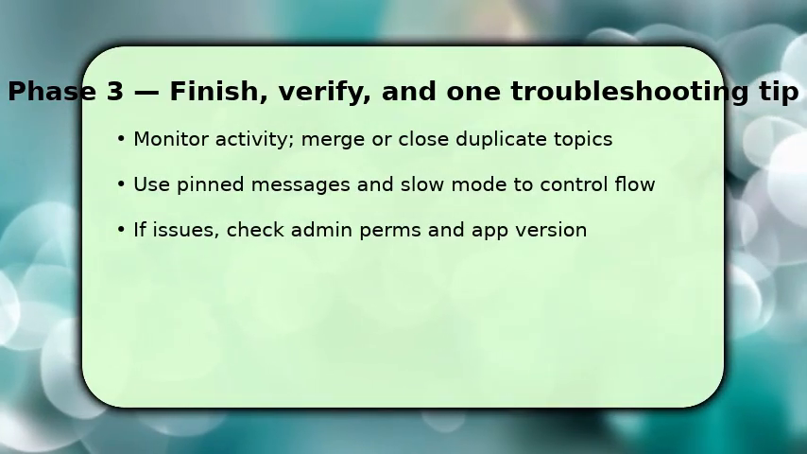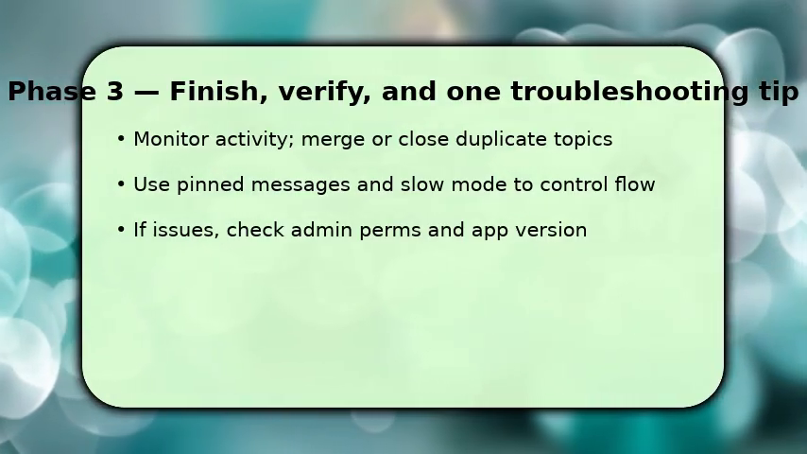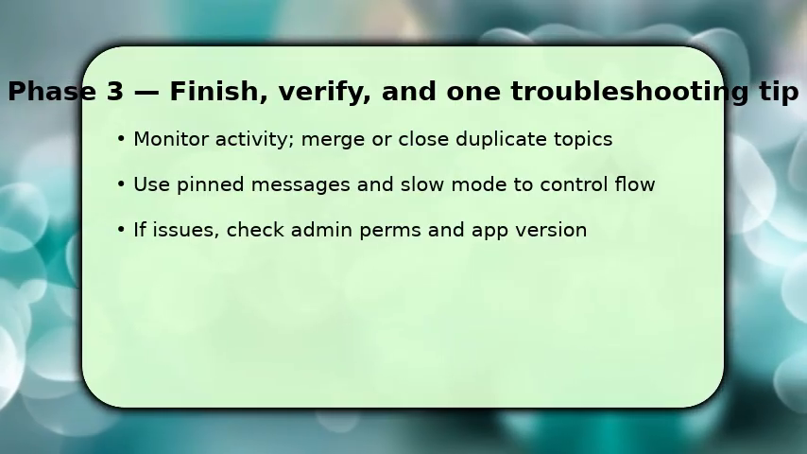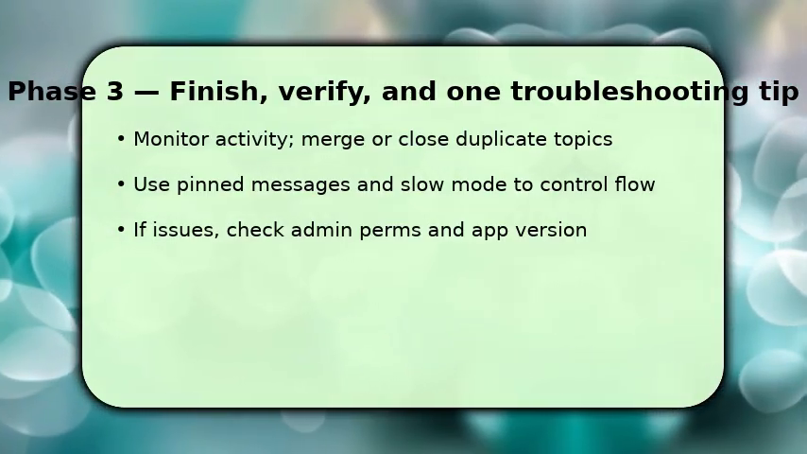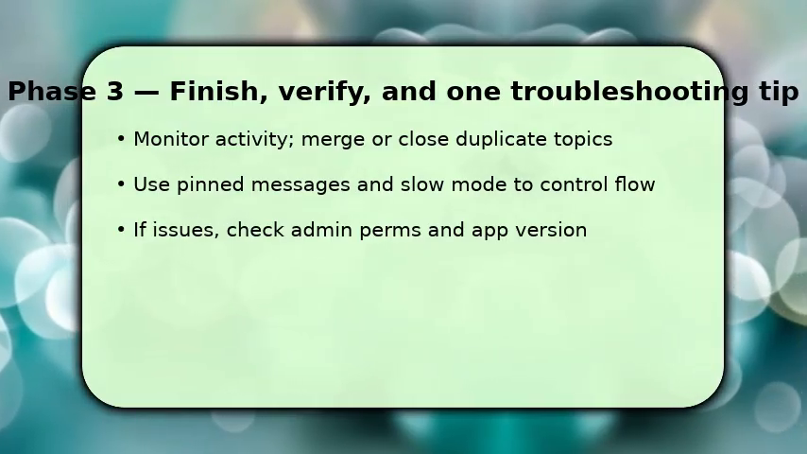If members report problems, like no create button or missing topics, first check your admin permissions and then confirm everyone's Telegram app is updated. If problems persist, remove and re-add topic permissions or restart the app.